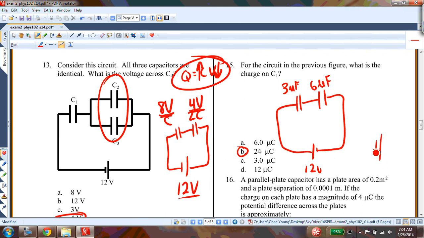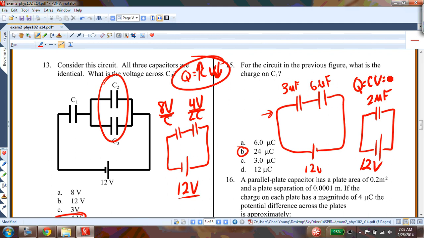The equivalent of those is going to be 2 microfarads. And I notice I've just drawn that one branch, but in parallel they all act independently. So I can isolate them in this way and deal with them independently as well. Still have 12 volts here. Now, I can find the charge on this capacitor.